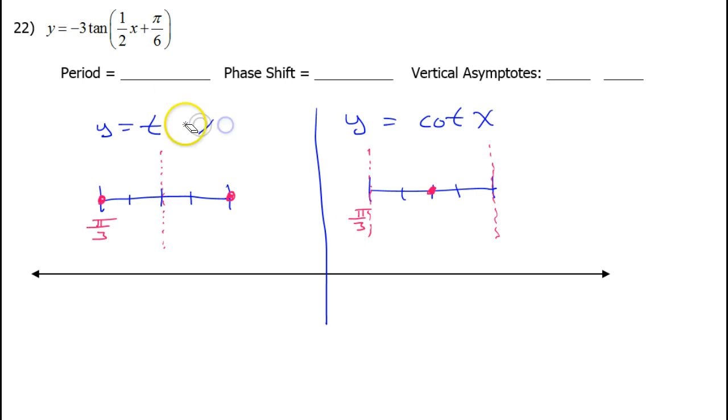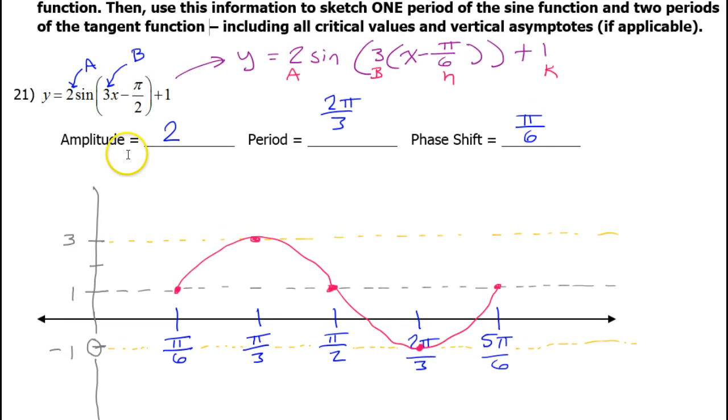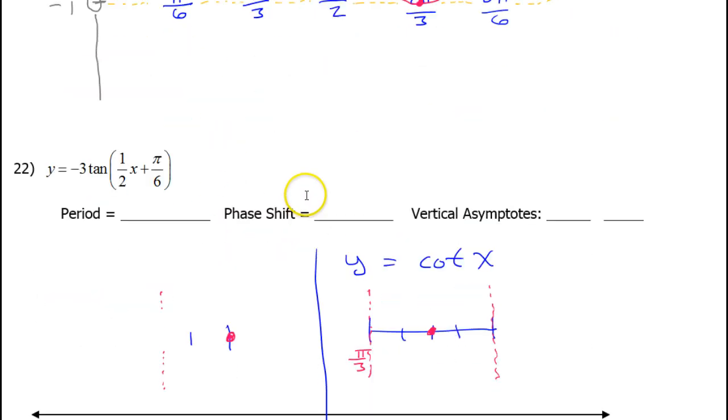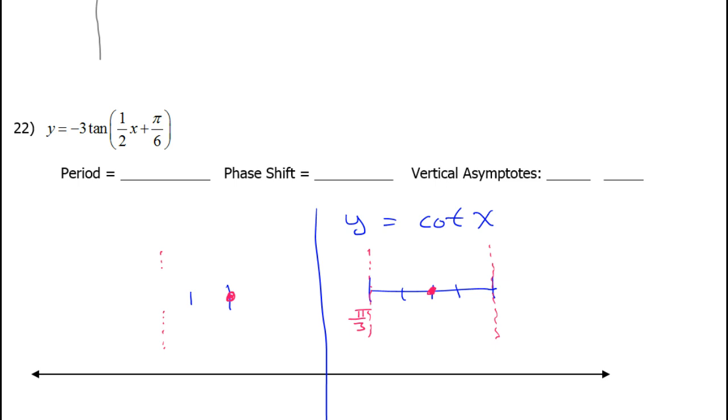Okay. I've just watched kids just mix those up back and oh, you know what? Can I bring that back? I wanted to say one more thing. Oh no. Okay, you know what? I need to bring my tangent graph back. Hold on. There's one more thing I wanted to say before I erased my tangent function.